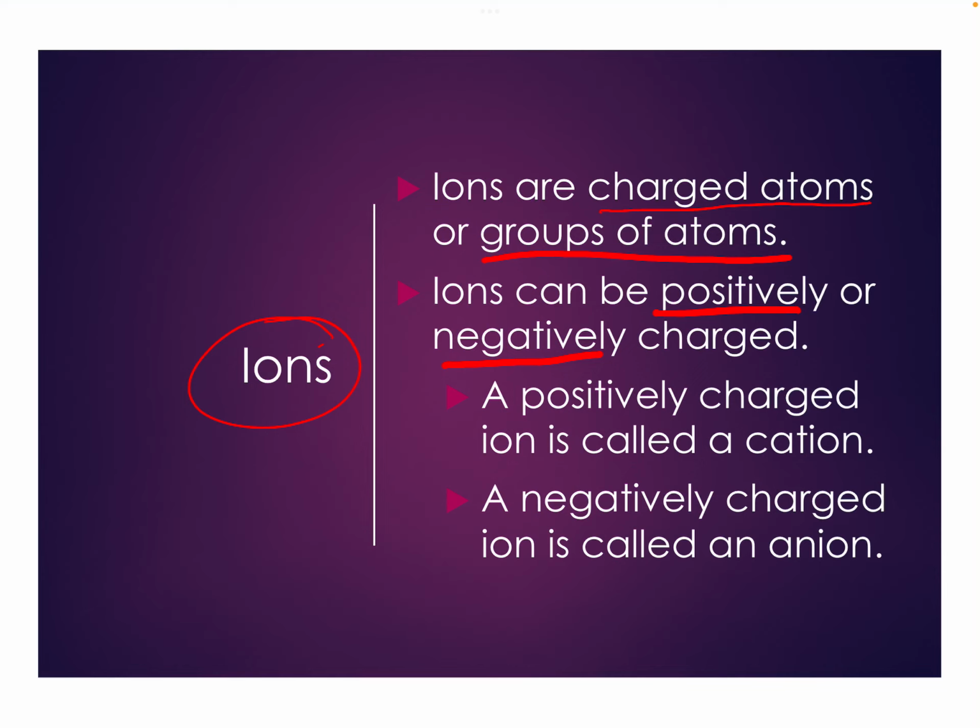These ions can be positively charged or negatively charged. When it's positively charged, we call it a cation. If it's negatively charged, we call it an anion. We're going to go through what cations and anions are as we move through this, but this is just a bit of terminology. Positively charged, called a cation. Negatively charged, called an anion.